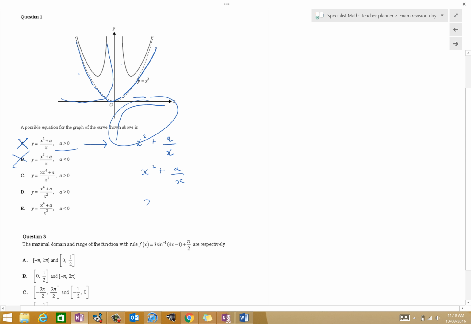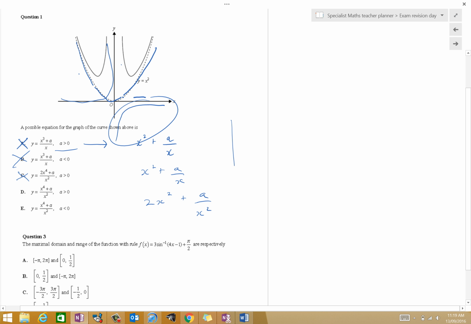The second one, if I've got the ordinate of 2x squared plus a on x squared, isn't the asymptote x squared on the graph? So how could we possibly get that? So we cross that out. So therefore it's out of D and E.